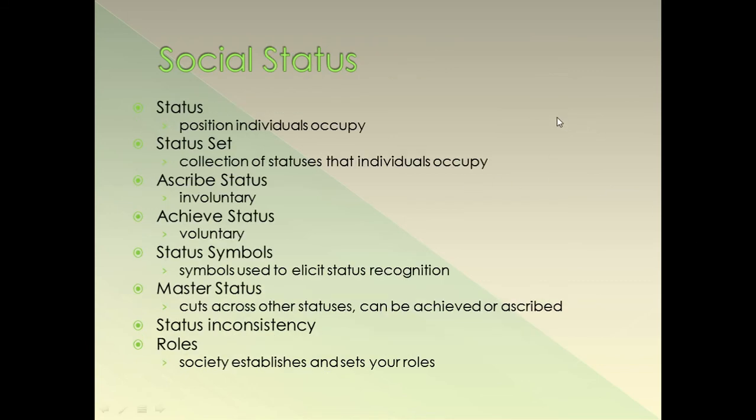So let's go back to what we call social status. A status is simply some type of position that an individual occupies. So we have all different types of status. Let's start with ascribed and achieved status. These are pretty easy.